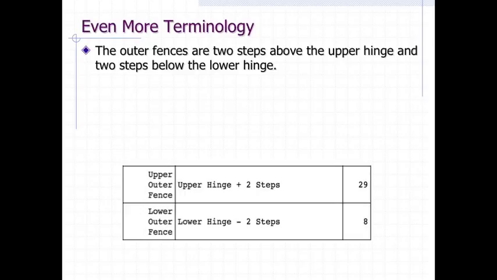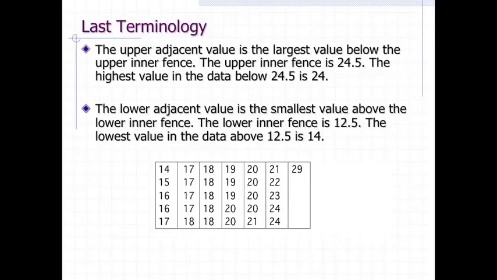The outer fences are 2 steps above the upper hinge and 2 steps below the lower hinge. The upper outer fence is 20 plus 2 times 4.5, which equals 29. The lower outer fence is 17 minus 2 times 4.5, which equals 8. Just a little more terminology and we will get back to drawing the box plot.